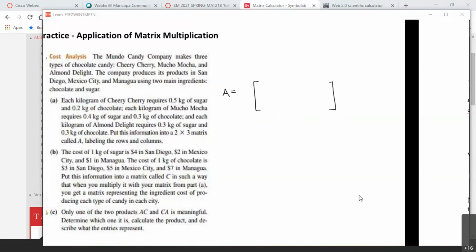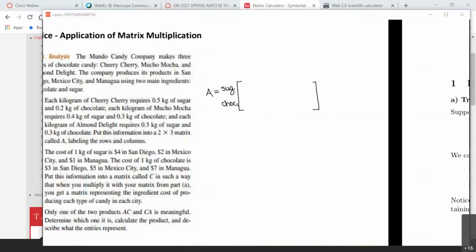All right? So it makes sense to use the 2 rows to be the 2 ingredients in the candy. I'm assuming there's, in most cases, more sugar than chocolate. So I'm going to let this be sugar and let this be chocolate. So my first row is the amount of sugar in each candy, and the second row is the amount of chocolate. Well, then that leaves the columns to be what?